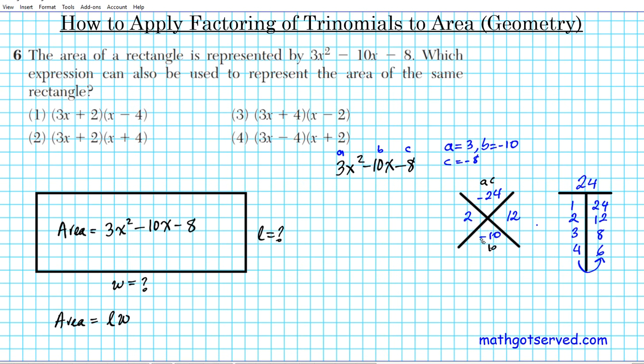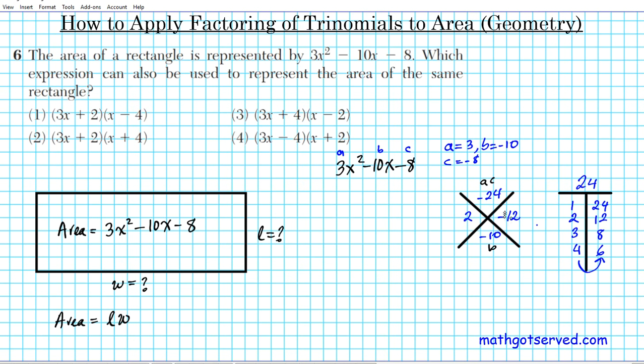So the sum is negative and the product is negative. If the product is negative, that means the signs have to be different. If the sum is negative, that means the bigger number must be negative. Or both of them is negative, which is not applicable here.